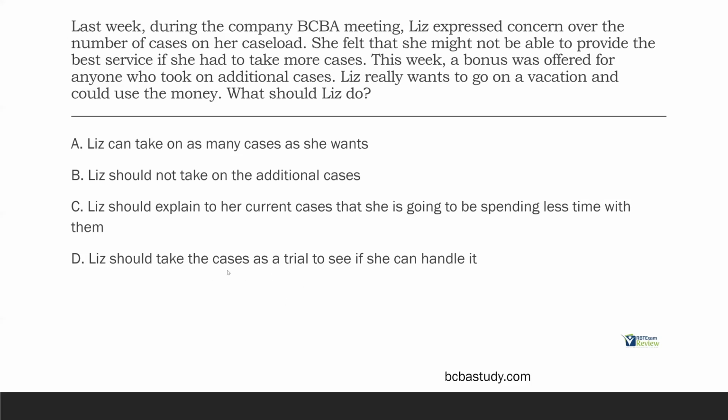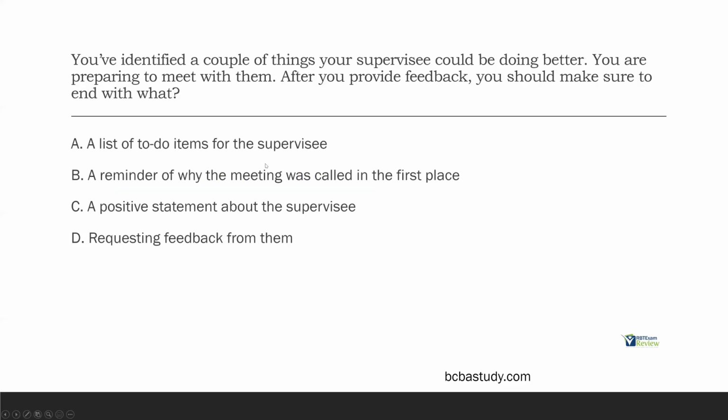And then D, Liz should take the cases as a trial to see if she can handle it. No, because what if she can't? Well, you've taken these cases, now you've got to ship them off or refer them out. Don't take them in the first place. If you know you can't handle it, don't take them in the first place. What should Liz do? Liz should not take on additional cases.